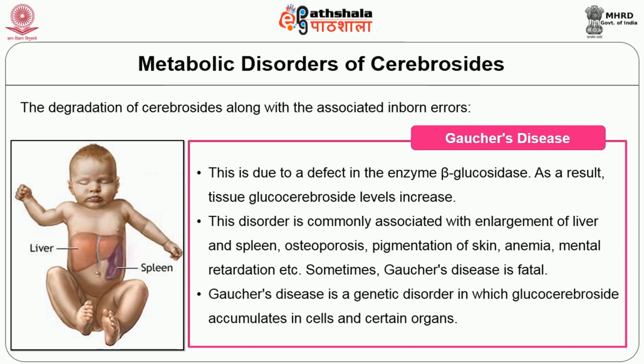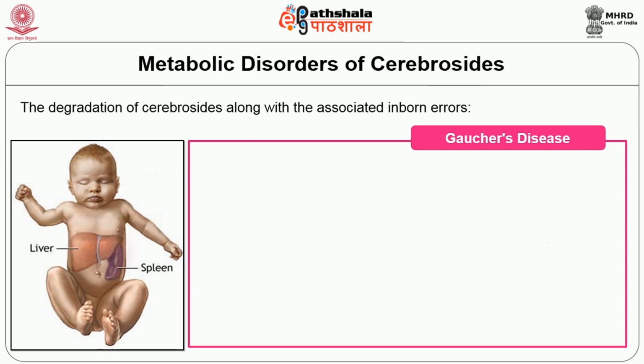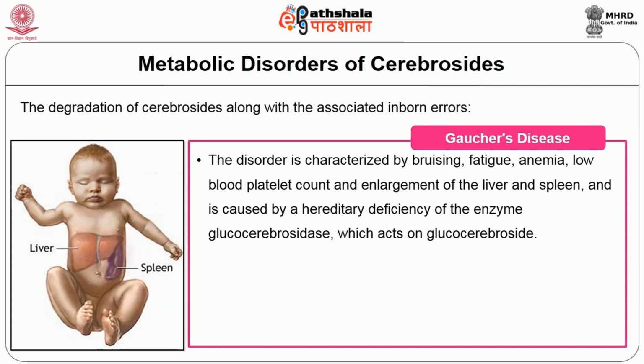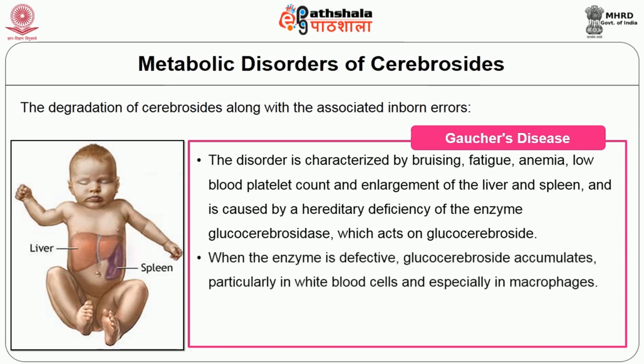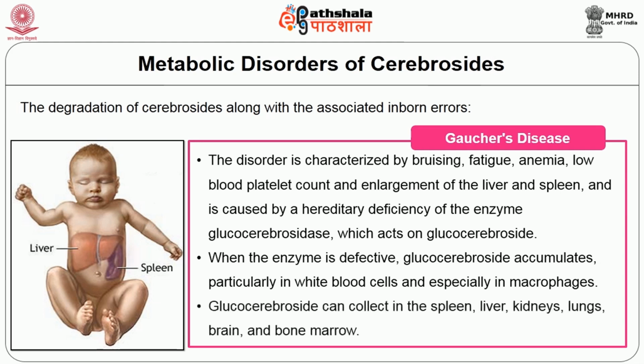Gaucher's disease is a genetic disorder in which glucocerebroside accumulates in cells and certain organs. The disorder is characterized by bruising, fatigue, anemia, low blood platelet count and enlargement of the liver and spleen, and is caused by a hereditary deficiency of the enzyme glucocerebrosidase, also known as glucosylceramidase, which acts on glucocerebroside. When the enzyme is defective, glucocerebroside accumulates, particularly in white blood cells and especially in macrophages. Glucocerebroside can collect in the spleen, liver, kidneys, lungs, brain and bone marrow.